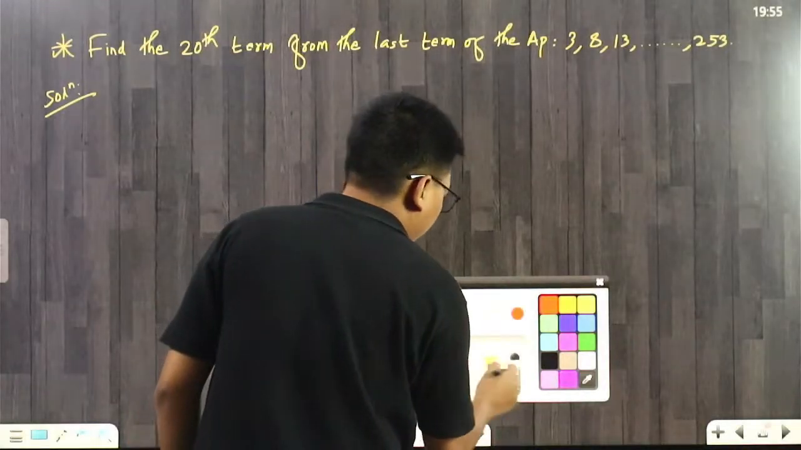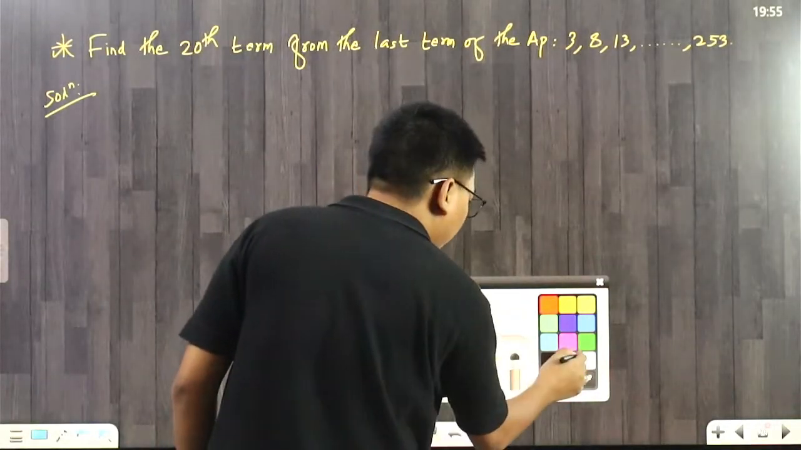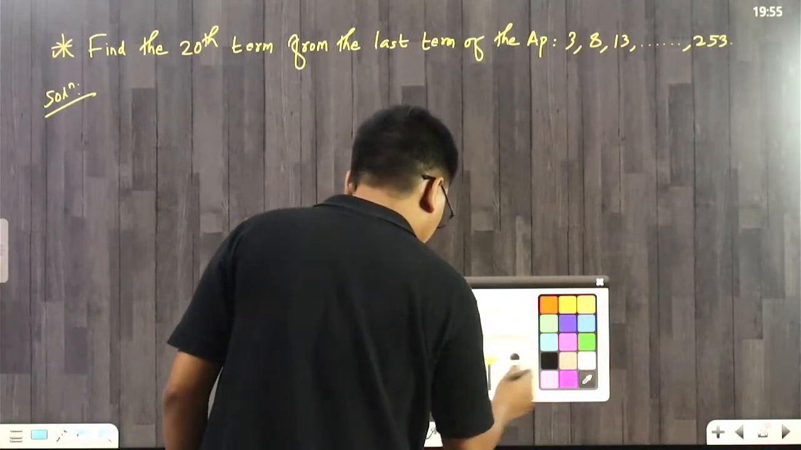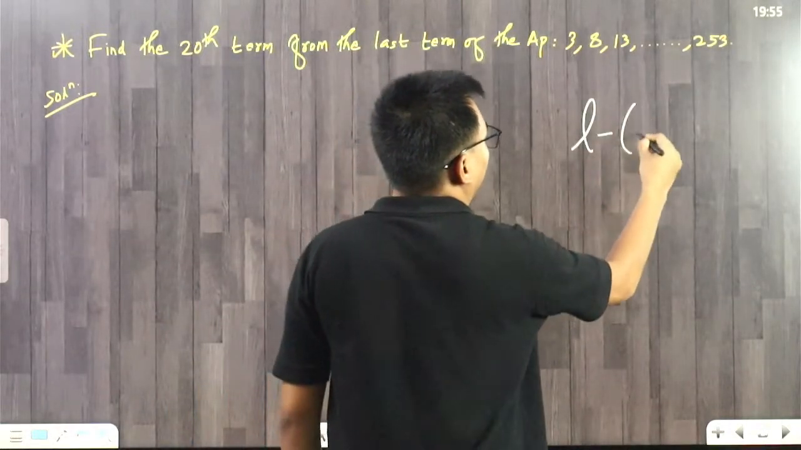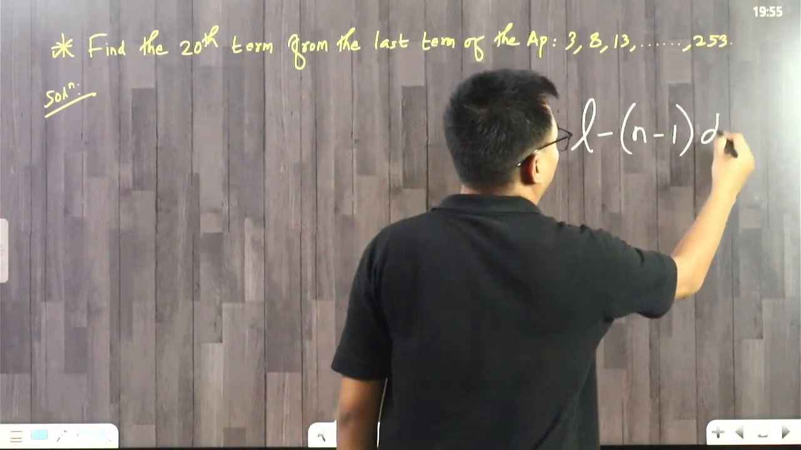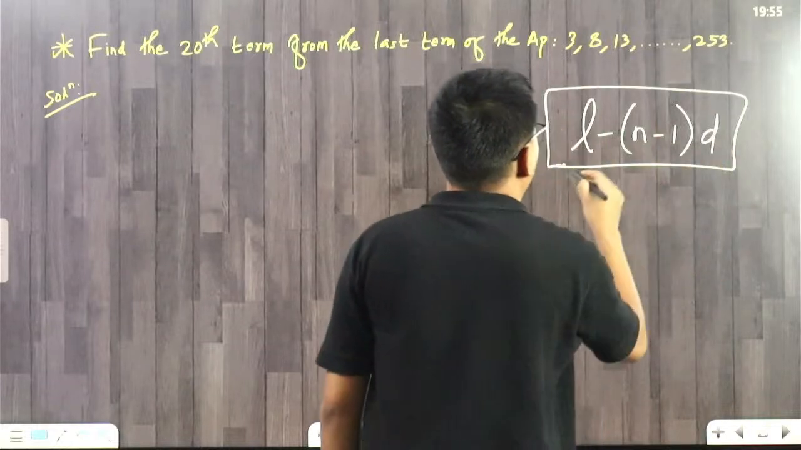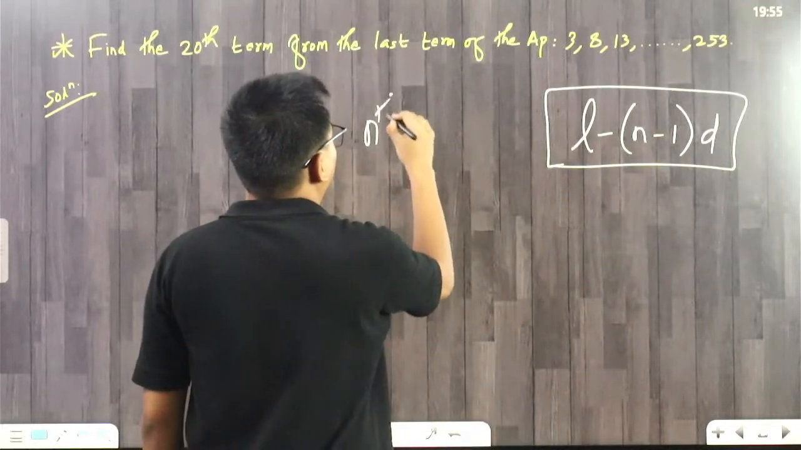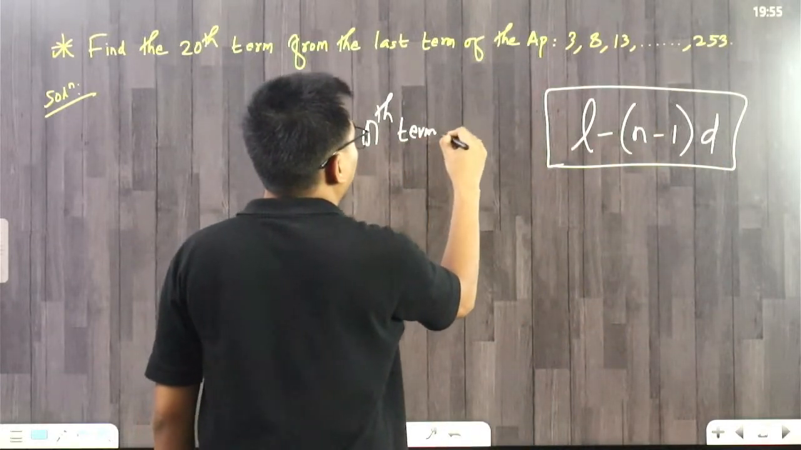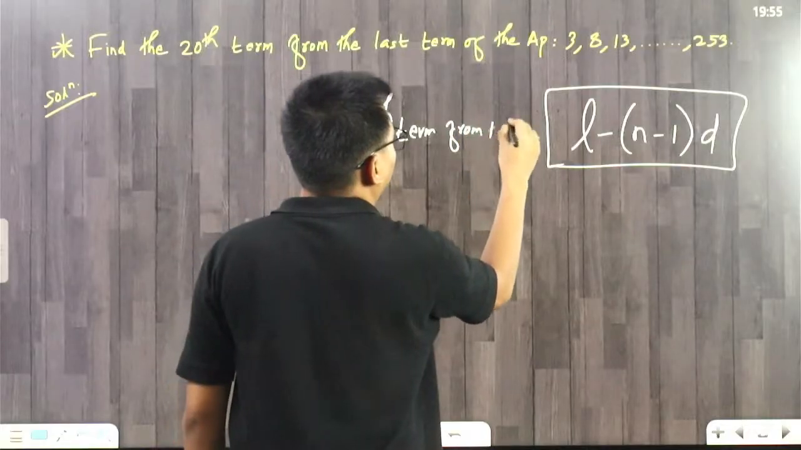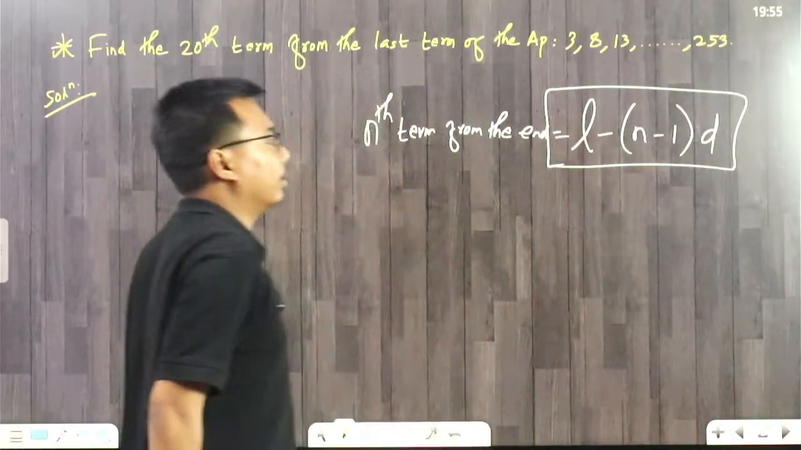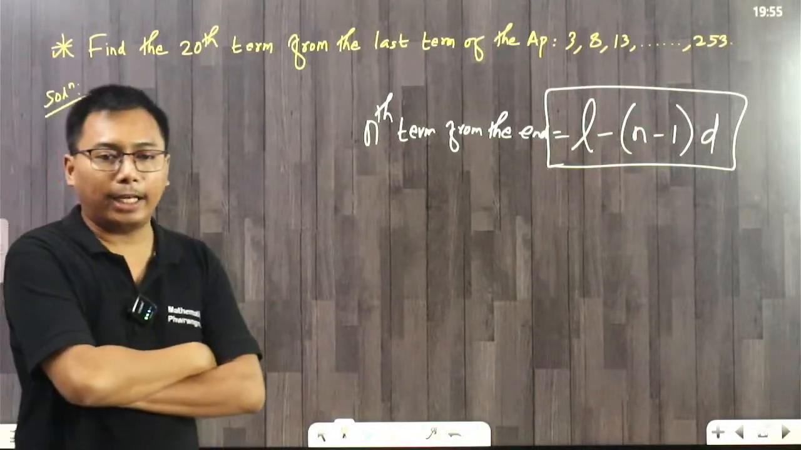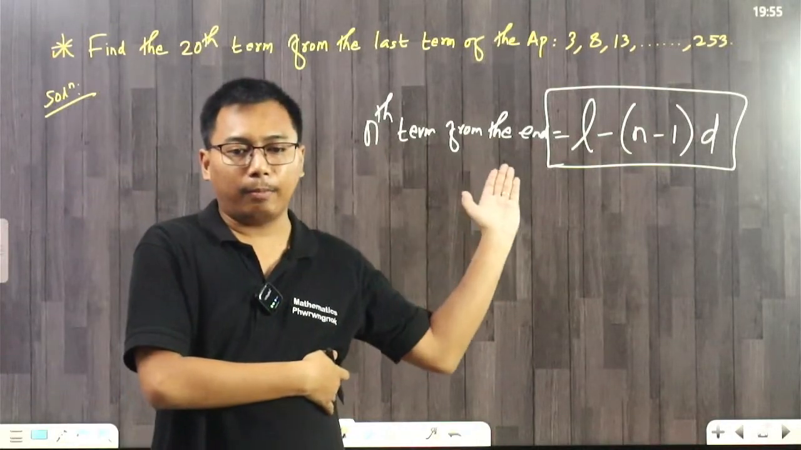For this, you just write one formula, okay? One formula for this. Write it down. The formula is L minus (n minus 1)d. This is the formula for the nth term from the end. Note this down: nth term from the end.